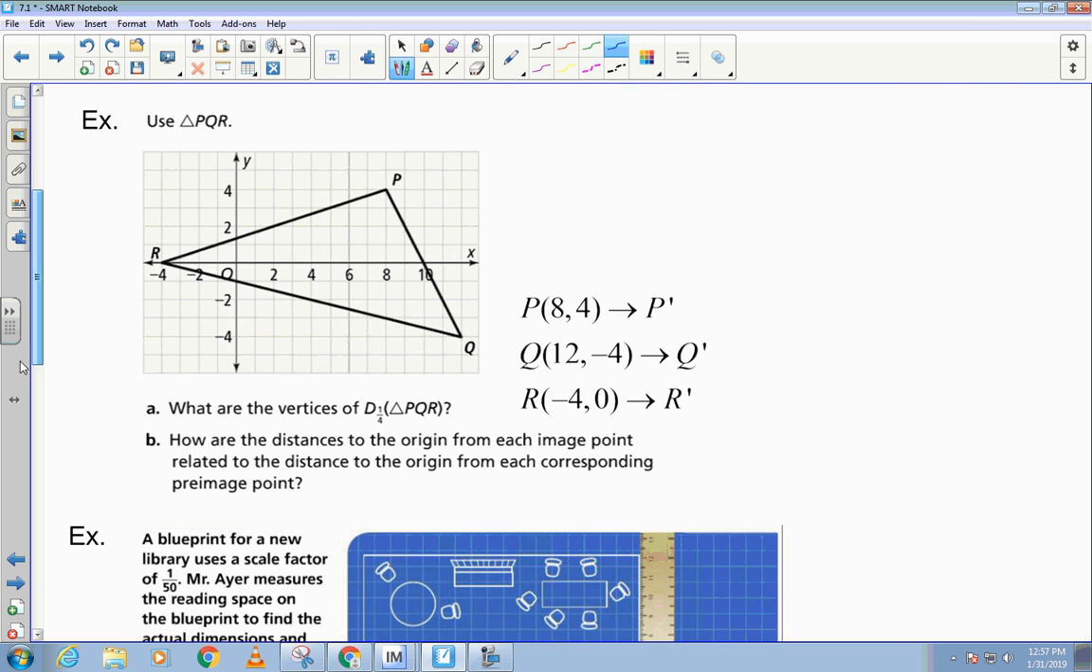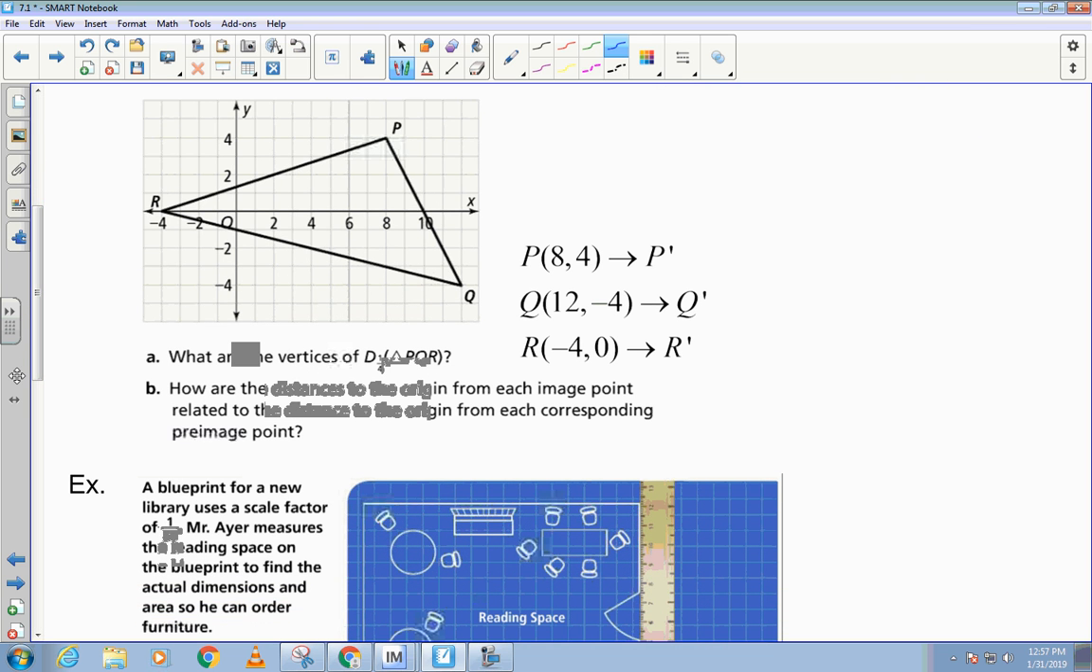Okay? This one is, what are the vertices of a dilation with a scale factor of 1/4? What do you think you're going to do here? You're going to divide or multiply by the 4, which is the same thing as dividing by 4, right? Okay, so P prime would be what? 2, 1. Q prime would be 3, negative 1. And then R prime is negative 1, 0. Now let's graph that one.